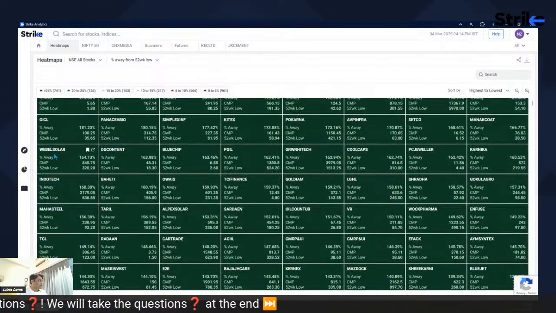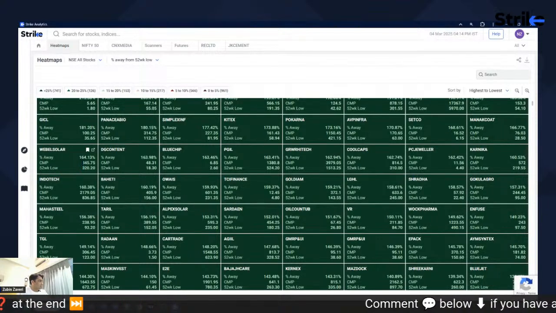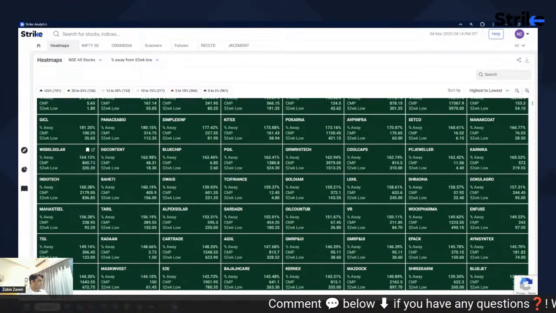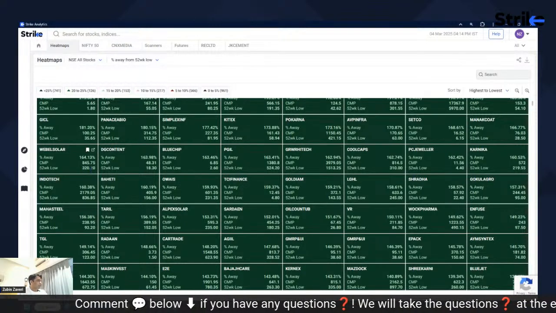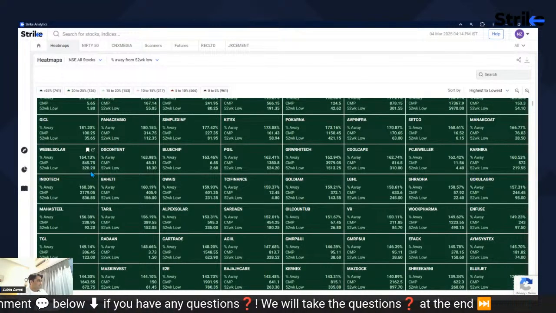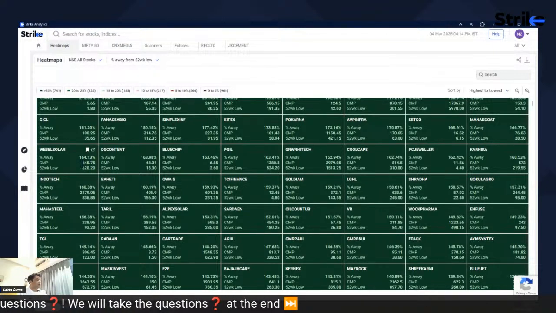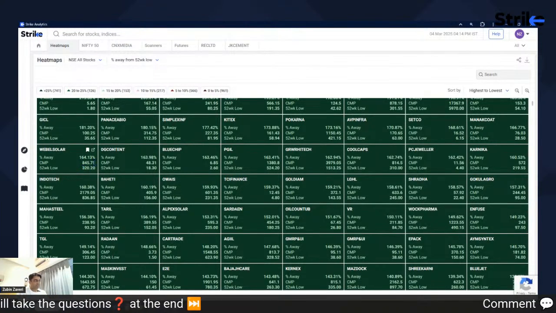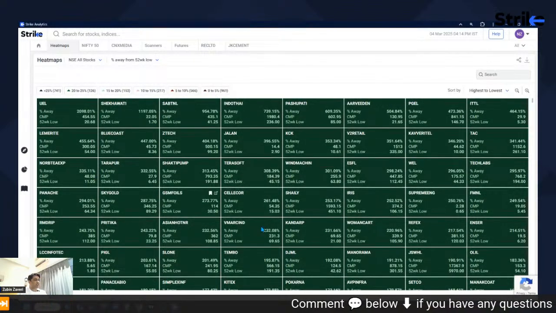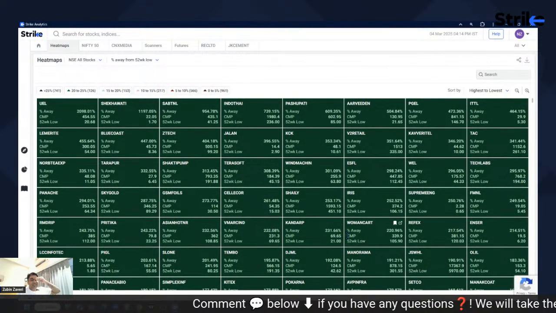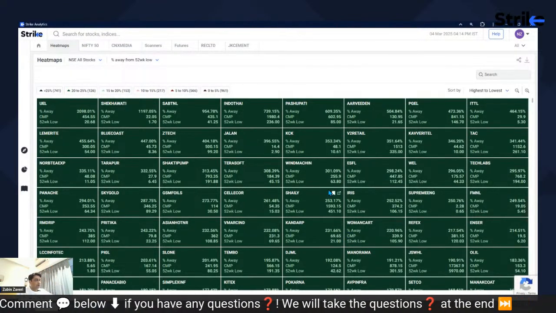Let's take Webel Solar. Webel Solar's current market price is 845, and its 52-week low is 320. So from 320, it is 164% above its 52-week low. So that is 845. These dark green stocks are the ones which have bounced back very significantly from their 52-week lows. They are already up.